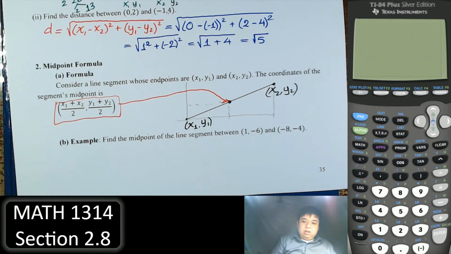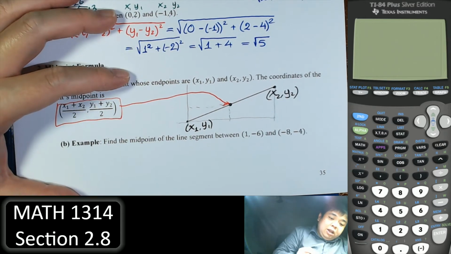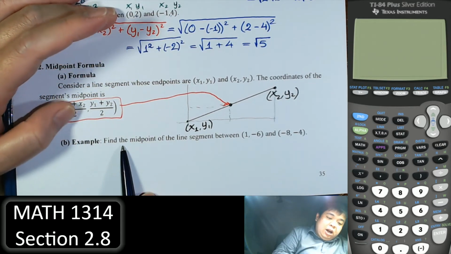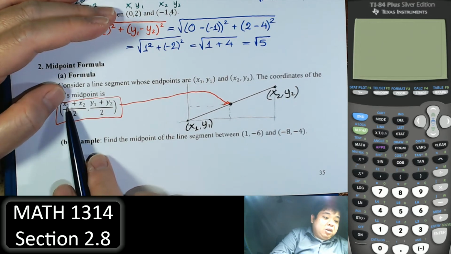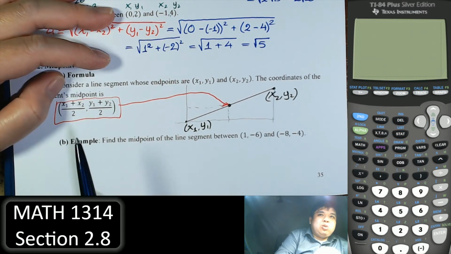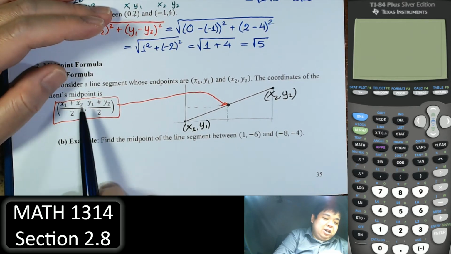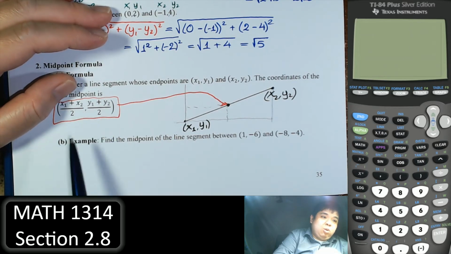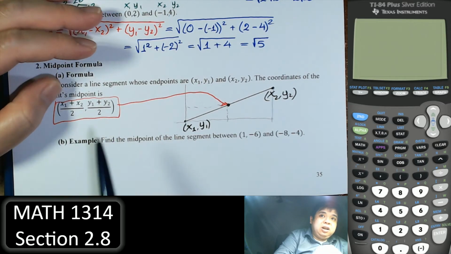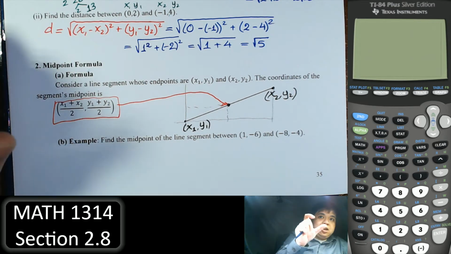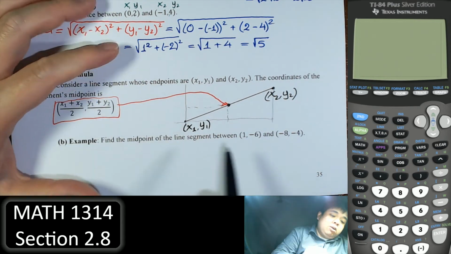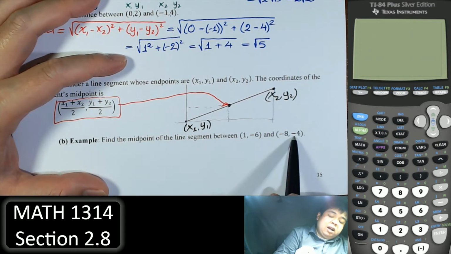So it's very straightforward to find the midpoint. When we talk about the average, x1 plus x2 or x2 plus x1 is the same thing. So average of x, average of y. Average meaning we add the two values and divide by 2. Alright, now find the midpoint of the line segment here.